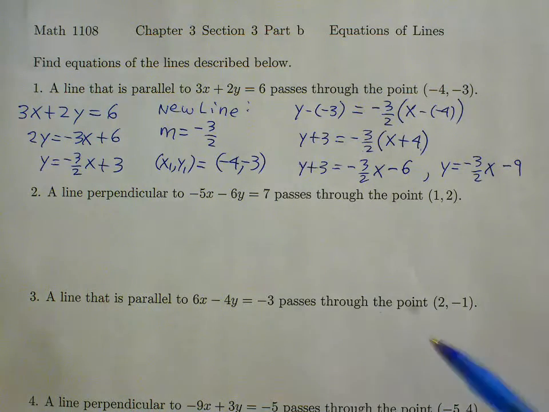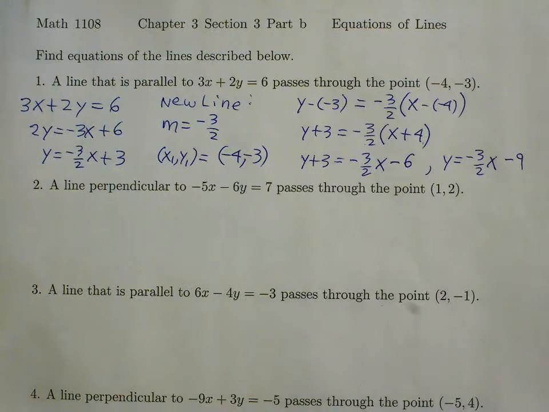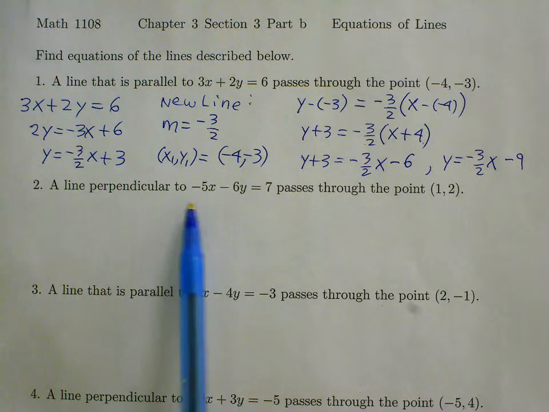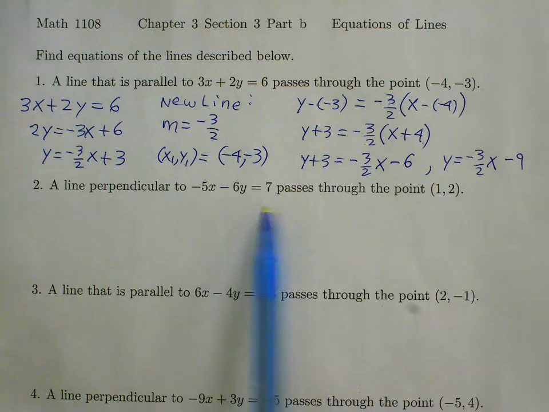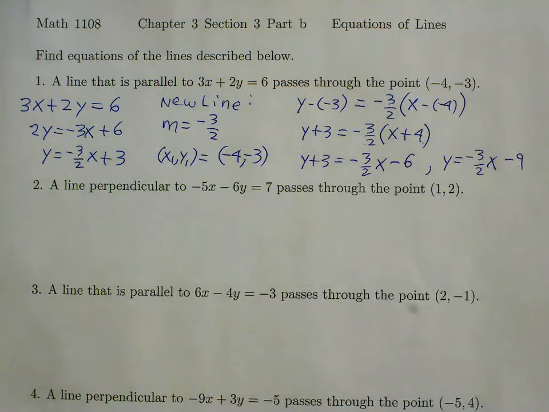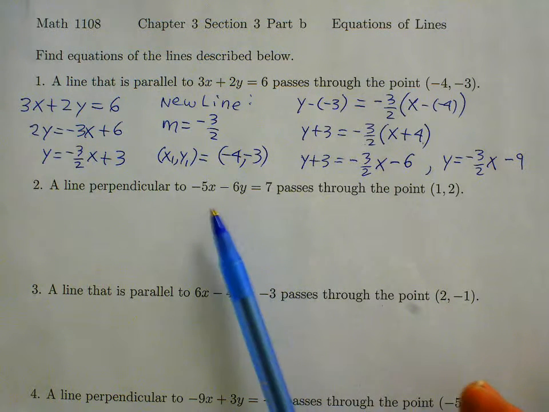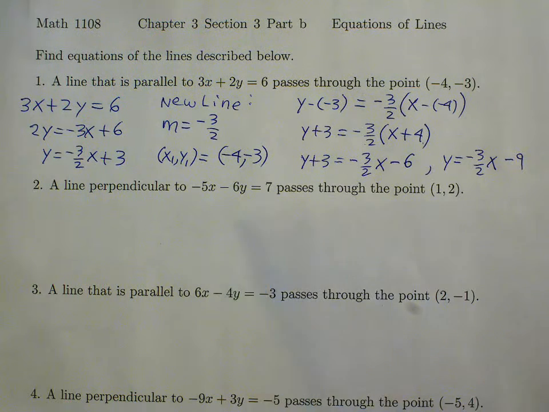Okay, the next problem. Find the equation of a line that is perpendicular to -5x minus 6y equals 7, and that passes through the point (1, 2). Okay, so what do we need to do? The new line is perpendicular to the given line. So I'll give you a couple of minutes to work on this.